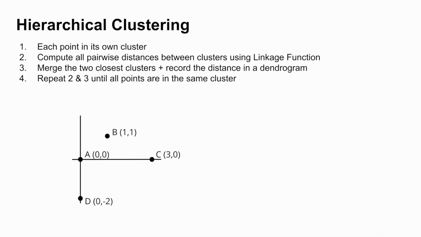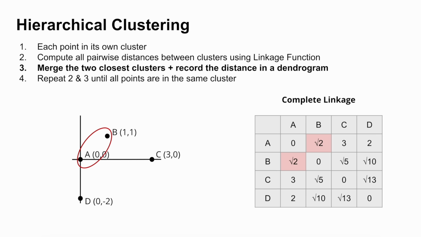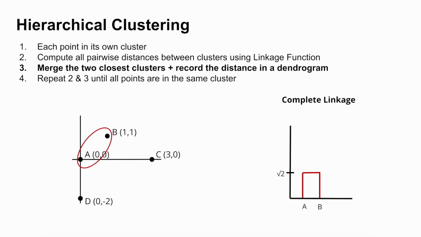Let's go through the same example, now using complete linkage as a contrast. The initial distance matrix is the same, and thus the first step is the same since we always merge the two closest clusters.